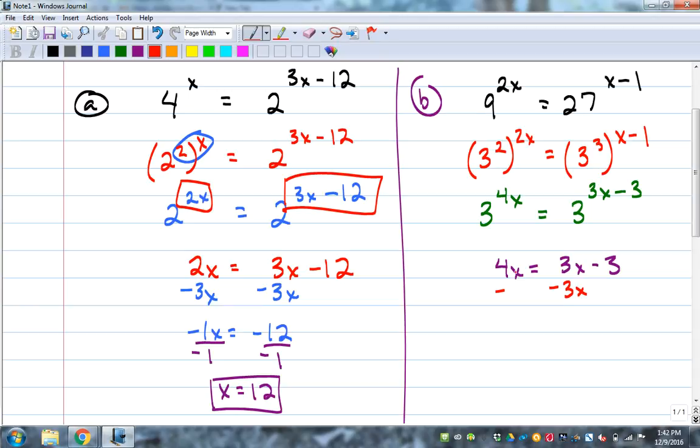And we just solve that equation. Once the bases are the same, the exponents are what you set equal to each other. If you can get the bases the same, you set the exponents equal to each other. All right. So that's going to give us 1x, or just x is equal to negative 3. Really easy answer on that one. Not bad. Pretty nice. Let's do another one.